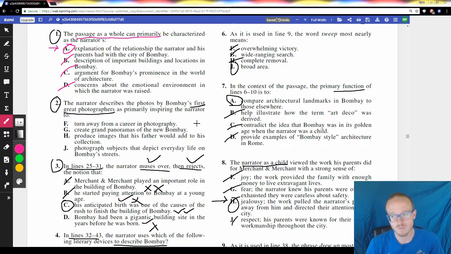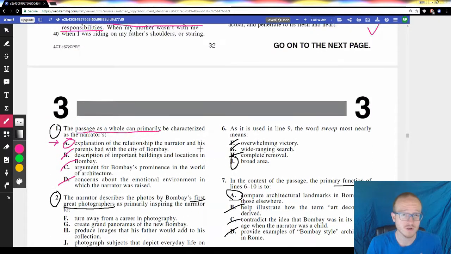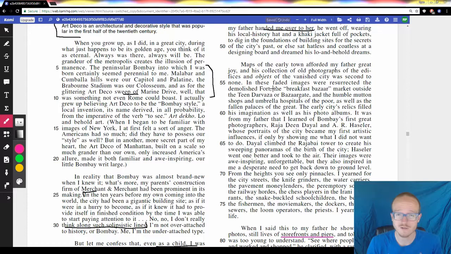Okay, so this is one where we have to do a little bit of consideration. We didn't see this anywhere, so it's probably going to be in the paragraph that we ended up skipping, that big chunky paragraph in the middle of the second column. And this "first great photographers," I mentioned this is going to be a strong keyword, so let's go ahead and look to see if we can find that strong keyword. First great photographers. Okay, great.